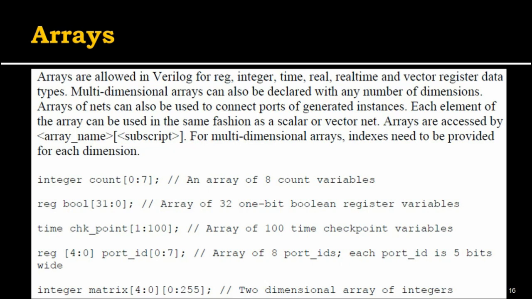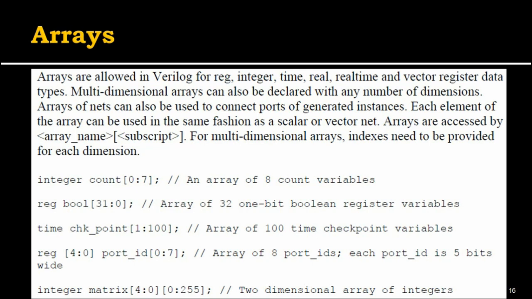Then the second one, the register bool represents boolean, 0 to 31. Here there are 32 one-bit boolean register variables. The bool 31 to 0 represents 32 counts. The 32 boolean variables are stored in the register. The register can store a 1-bit number, not multiple bits, because it has no range specification.